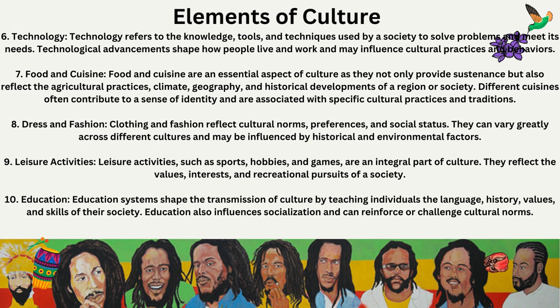Number 8, dress and fashion. Clothing and fashion reflect cultural norms, preferences, and social status. They can vary greatly across different cultures and may be influenced by historical and environmental factors. Number 9, leisure activities. Leisure activities such as sports, hobbies, and games are an integral part of culture. They reflect the values, interests, and recreational pursuits of a society.